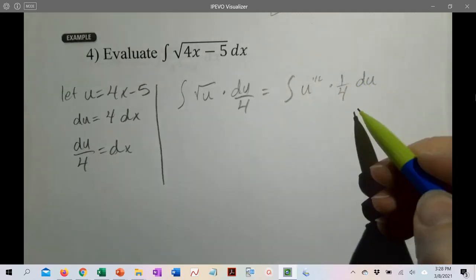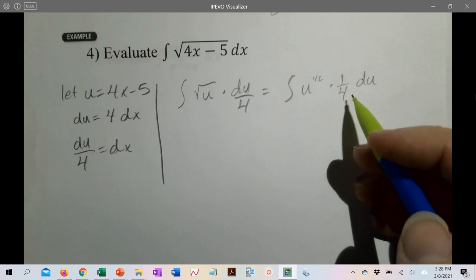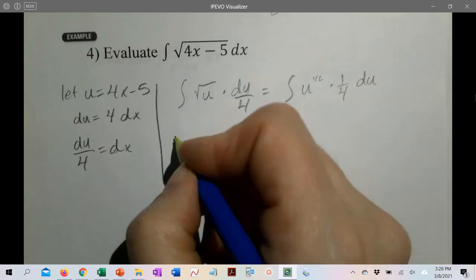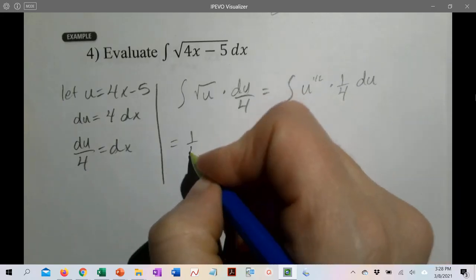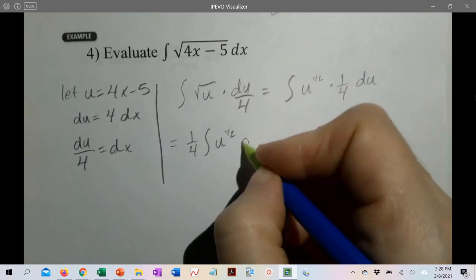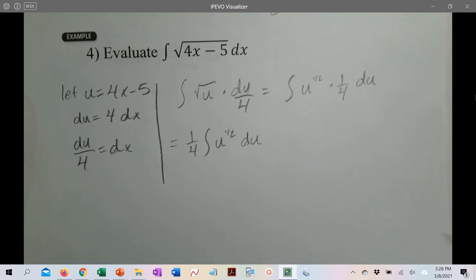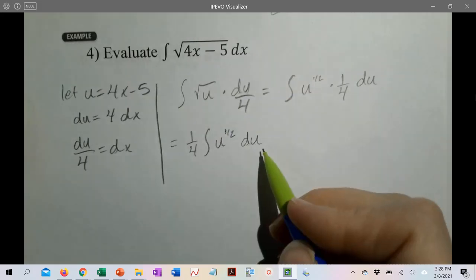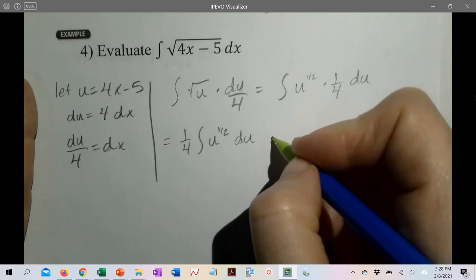So this 1 over 4 is just a constant. And remember, with integrals, you can pass constants to the outside of the integral. So let's do that. Let's call that 1/4 times the integral of u to the 1/2 power du. Now I have everything in terms of u, so I'm going to go ahead and do my power rule, find the antiderivative.